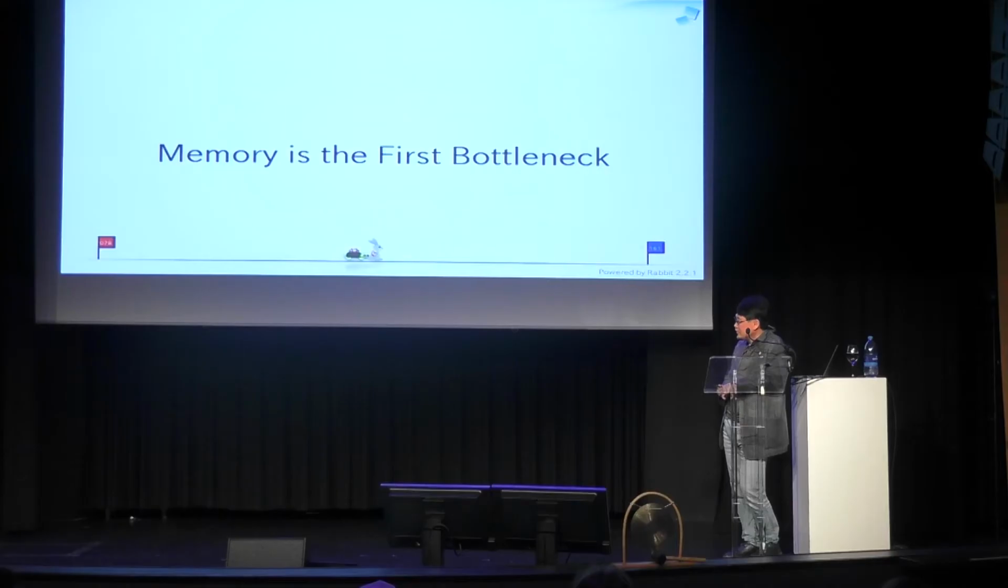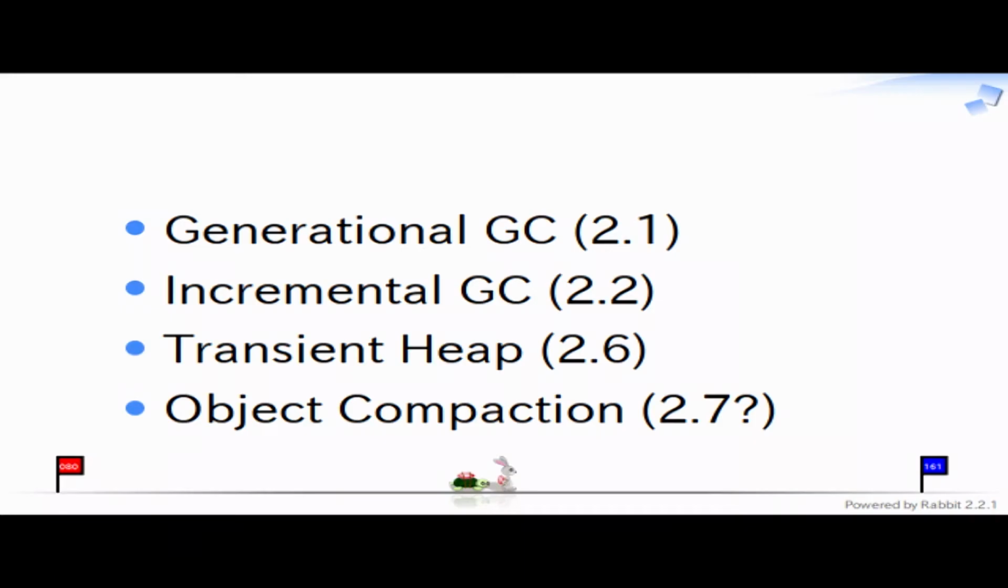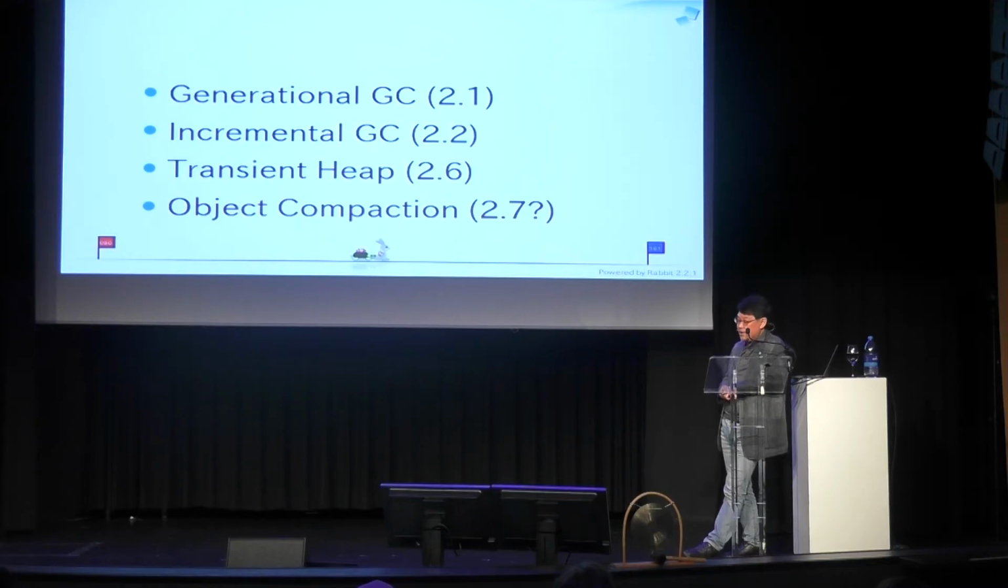We need more performance, because we have to handle more traffic in web applications. Memory is the first bottleneck of web applications. In fact, we have improved the GC performance. For example, we introduced the generational garbage collector in 2.1, then the incremental garbage collector in 2.2, and the transient heap in 2.6. And we are going to add object compaction, which Aaron Patterson is working on. We are going to release and introduce it in 2.7 if everything goes well.